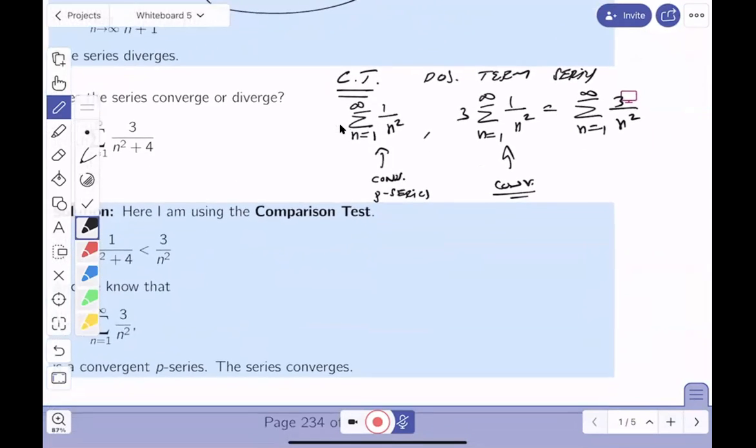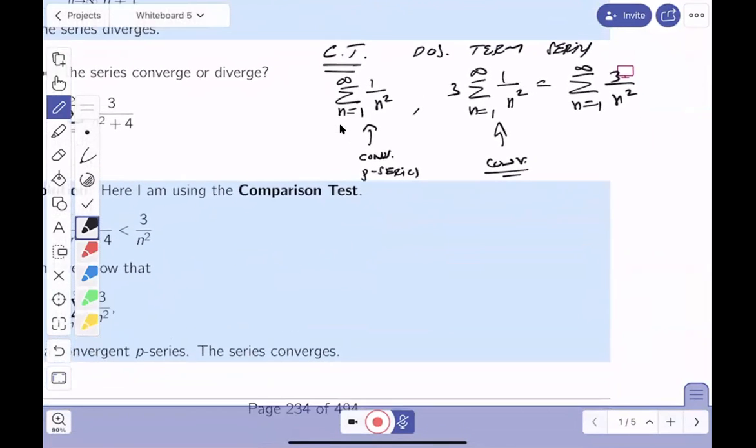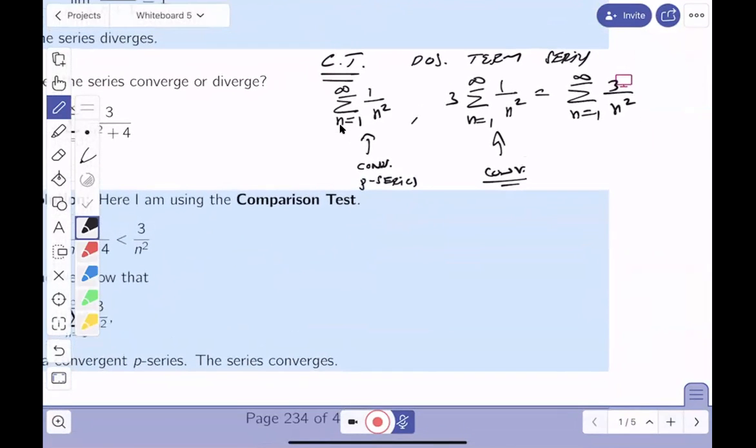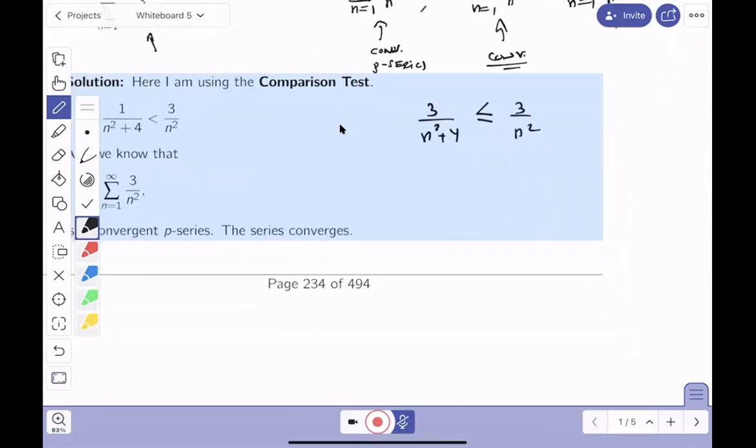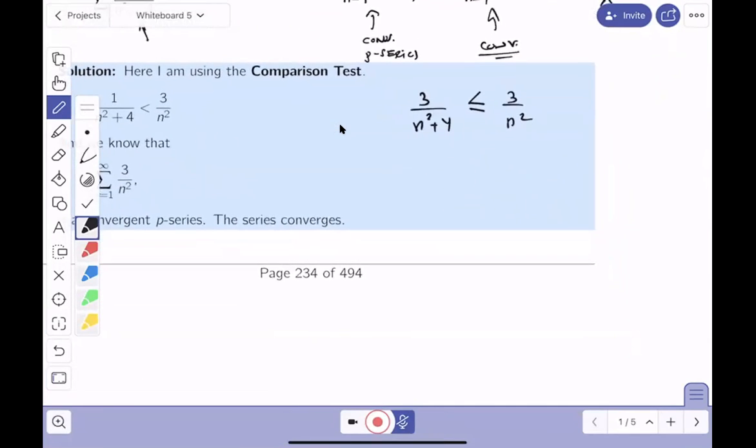So we're going to do the comparison test. To do this comparison test, what am I trying to show? I'm trying to show that this term here is somehow related to this term over here. And what are we trying to show? Well, if it's convergent, we want to show this. I want to show that.